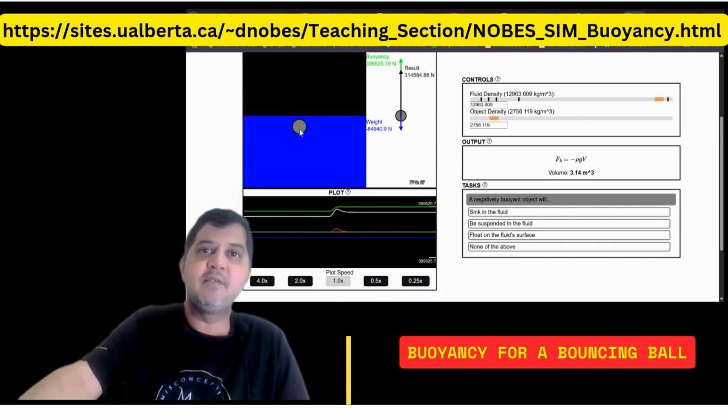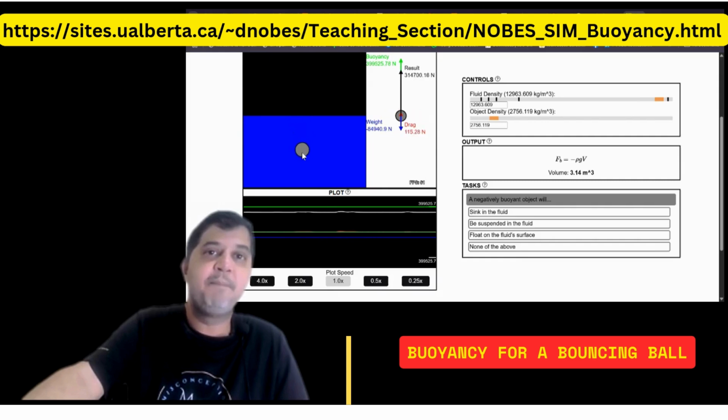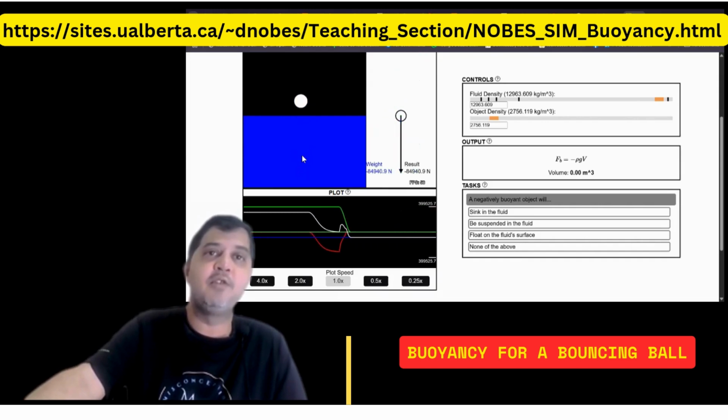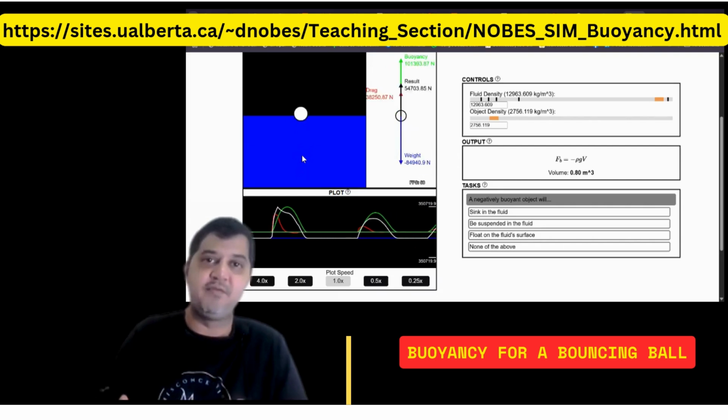If I bring it inside, it's completely immersed. 399,525. If I keep on pulling it downwards, what's happening to the buoyancy force? Is it changing? Buoyancy force doesn't change, right? It keeps on remaining the same over there. Okay, this is what you will get to know about the understanding of the buoyancy force, right?